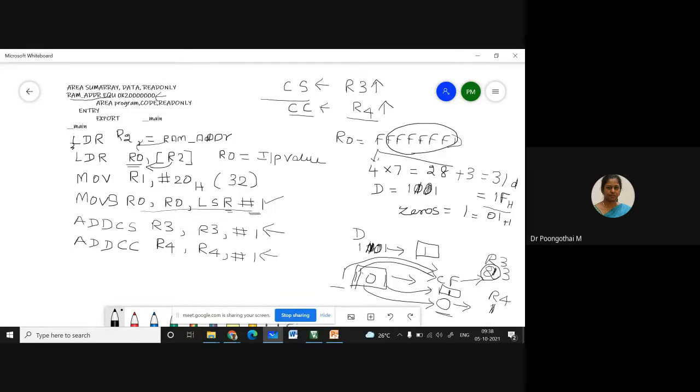So after execution, your R3 holds the count, the total number of ones, 3, and the total number of zeros, 1. In this way, we can trace the number of zeros and number of ones in a 32-bit number. For that, I am incrementing that register R3.